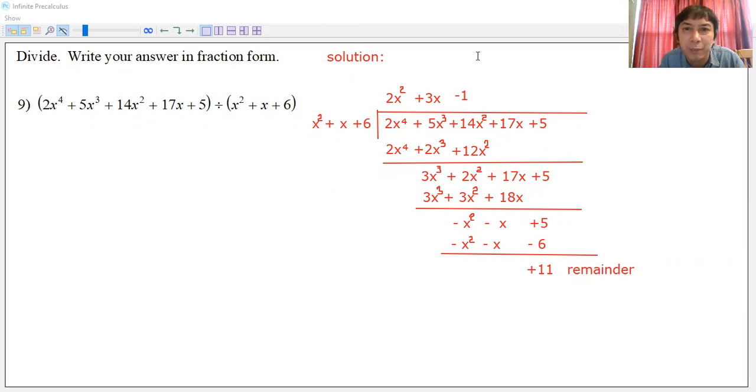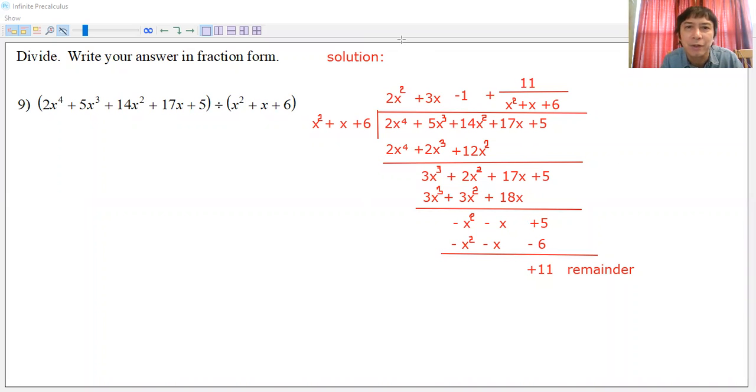Now let us write the quotient on top. This will be plus, okay, and then we put the 11 on top. Okay, 11, and then we put the exponent. We put the divisor at the bottom. This will now be x squared plus x plus 6. There. So this must be squared. And then we put the line here. That should be our quotient.